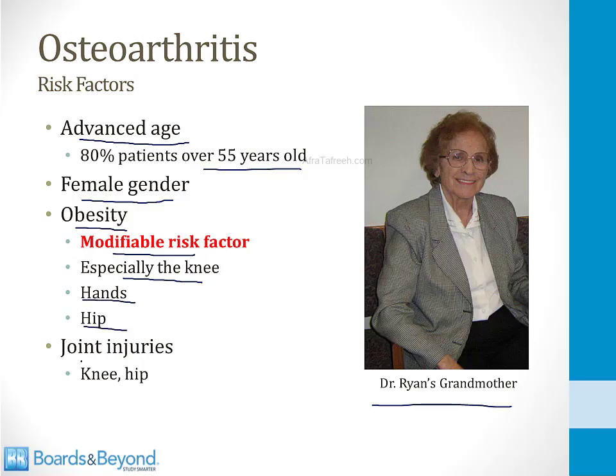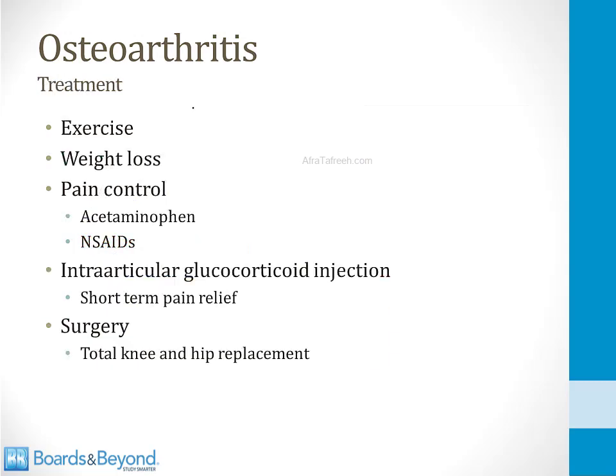And then finally, if you've suffered a joint injury, for example, in the knee or the hip, maybe from a fall or a sports injury as a child or young adult, you are later more likely to develop osteoarthritis in that joint. Treatments for osteoarthritis are listed on this slide. Exercise and weight loss are lifestyle modifications that are very helpful in improving osteoarthritis.